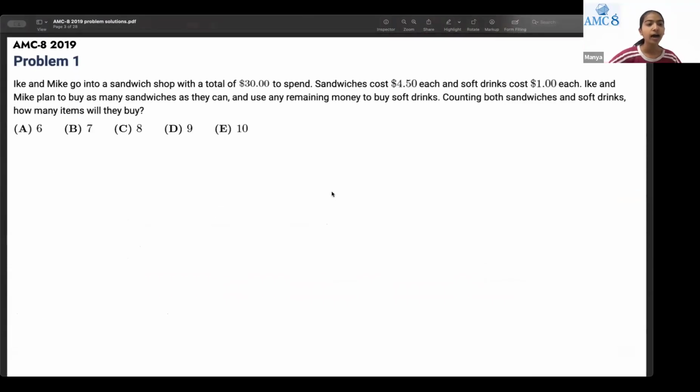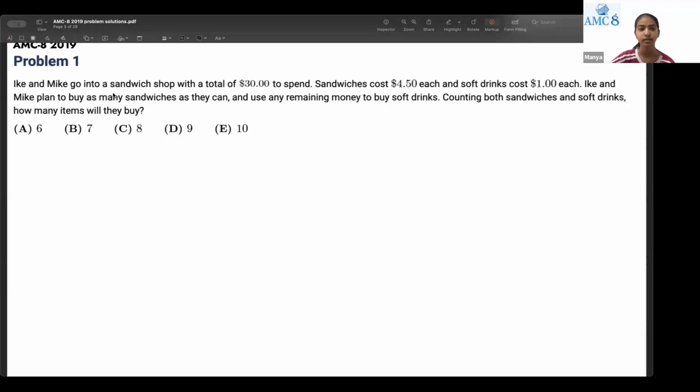Problem number 1. Ike and Mike go into a sandwich shop with a total of $30 to spend. Sandwiches cost $4.5 each, and soft drinks cost about $1 each. Ike and Mike plan to buy as many sandwiches as they can, and they use the remaining money to buy soft drinks. Counting both the sandwiches and soft drinks, how many items will they buy?